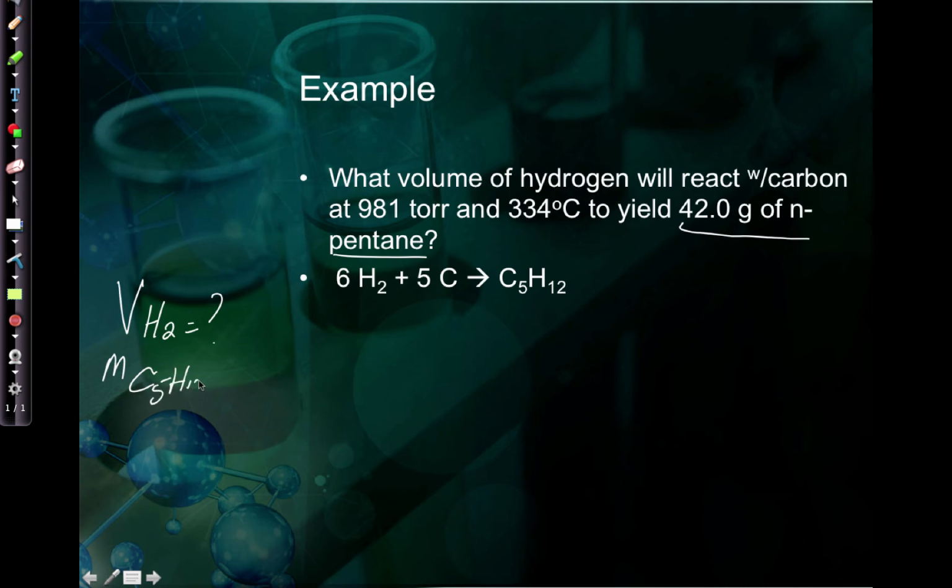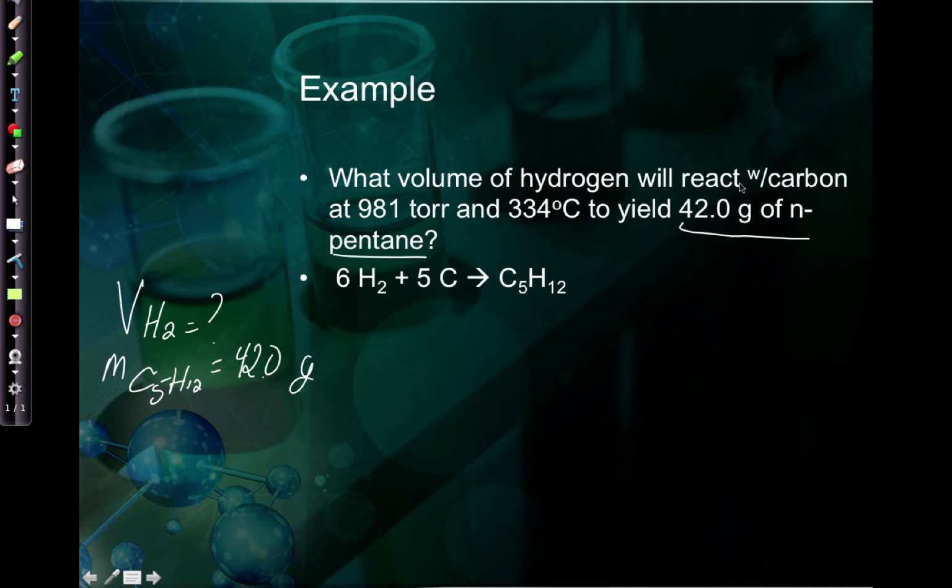C5H12, and that's 42 grams. This is how you know that stoichiometry is involved here, because it's asking for one substance when it gives you an amount of a different substance. So since it's asking for a different substance, you know stoichiometry has to be involved. I also know I'm probably looking at the ideal gas law because it's not at STP. The pressure is not 1 atm and the temperature is not 273 Kelvin.